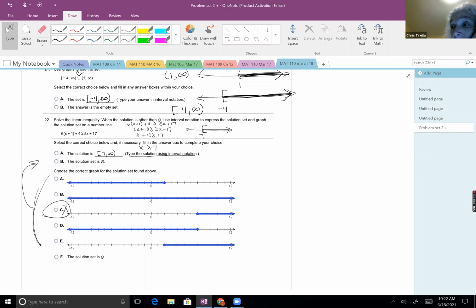Does anybody want to look at any more of these problems? Or does anybody want to look at anything at all from any of the homework?